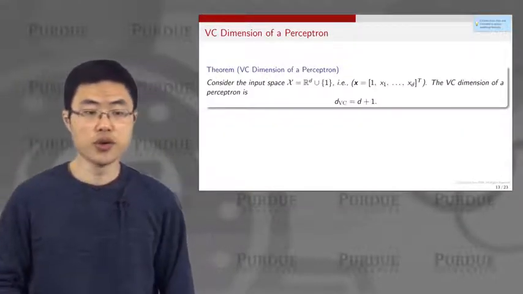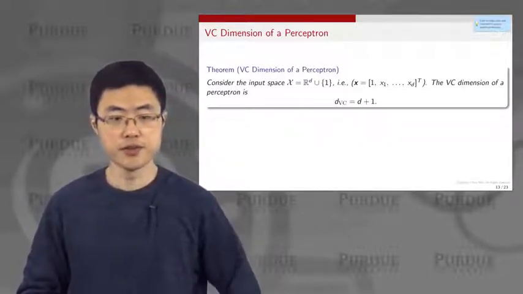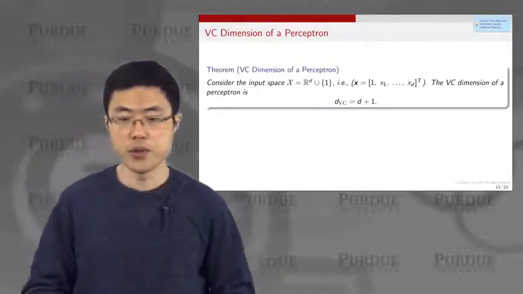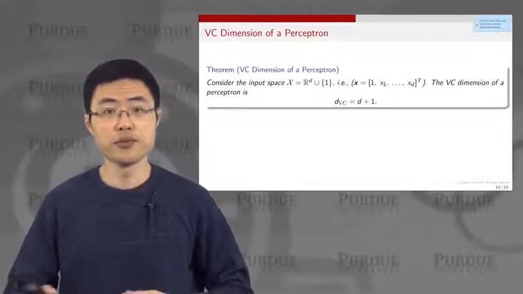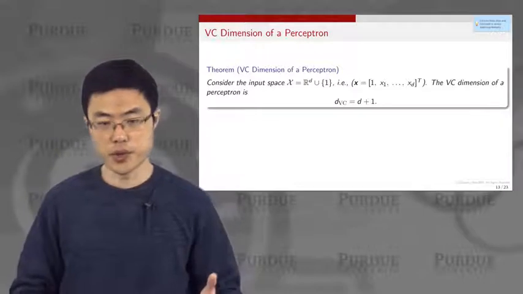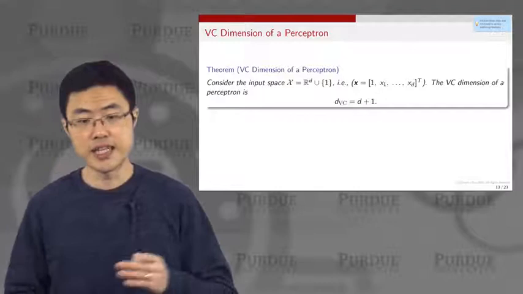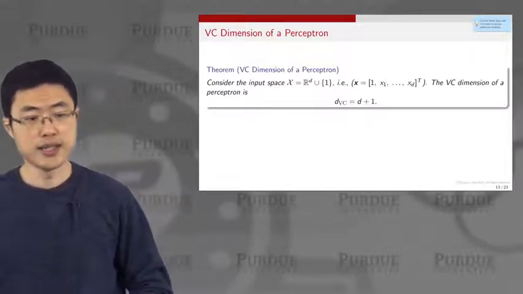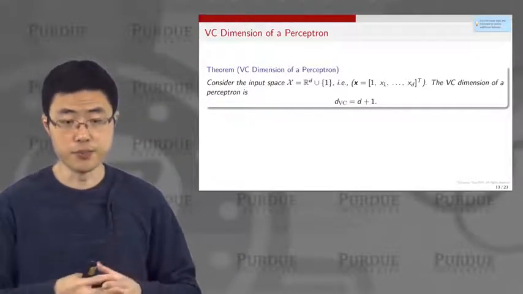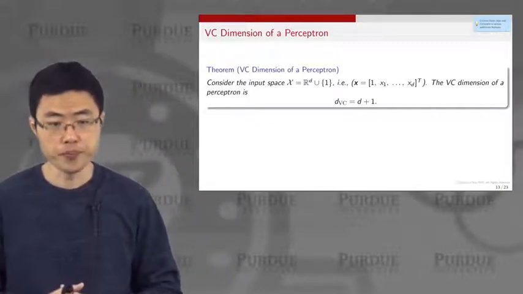So let's work on a more complicated example, which is the VC dimension of a perceptron algorithm. Hopefully, by going through this second example, we can gain additional insights into how we calculate the VC dimension. So what is the VC dimension of a perceptron algorithm? It turns out that it is D plus 1. Now, what is D? D is the dimension of your input space, so you have a D-dimensional input vector. And you also add 1 to that because you have a bias term.